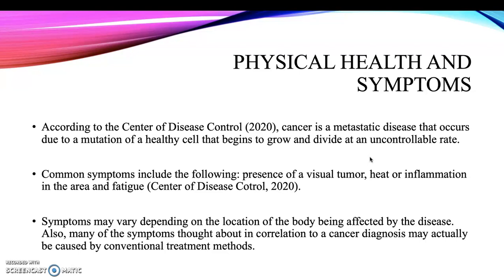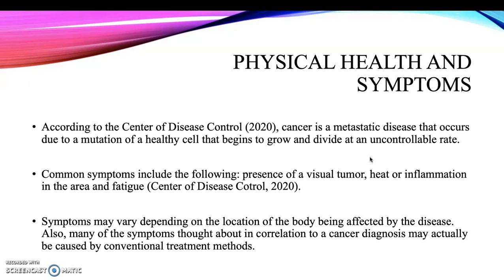Physical health and symptoms. According to the Center of Disease Control, cancer is a metastatic disease that occurs due to the mutation of a healthy cell that begins to grow and divide at an uncontrollable rate. Common symptoms would include the presence of a visual tumor, heat or inflammation as presented by the prior image of the woman with her thermographic imaging, and instances of fatigue. Symptoms may vary depending on the location of the body being affected by the disease. For instance, someone with lung cancer would experience symptoms of dyspnea or difficulty breathing and even chest pain.